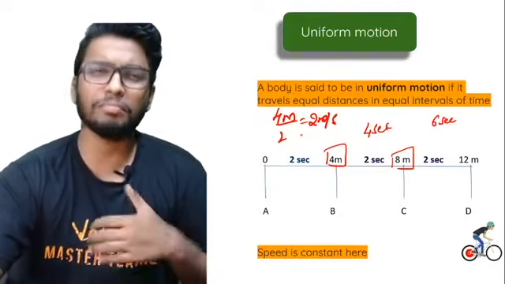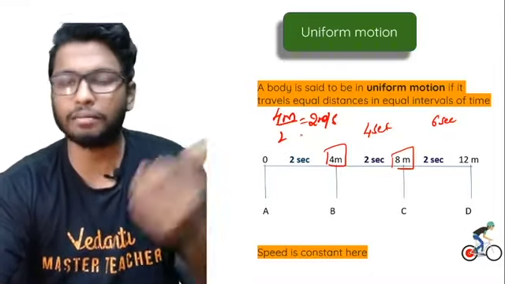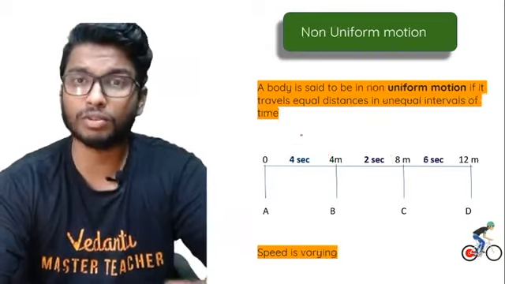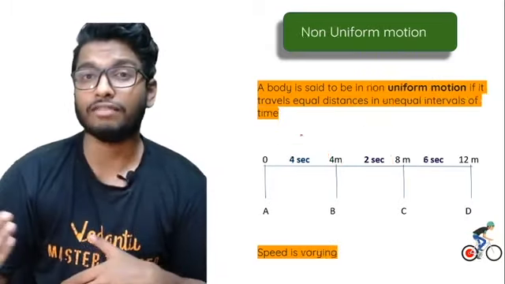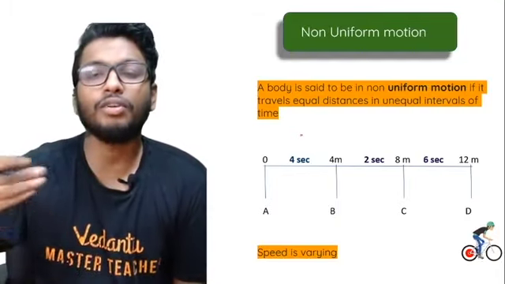On the other hand, guys, this is not always possible, no? Because when you go out to your school, when you ride a bicycle or something, you have a lot of obstructions as well. You'll have speed bumps, you'll have people crossing the roads, you'll have traffic. All of these lead to something called non-uniform motion.